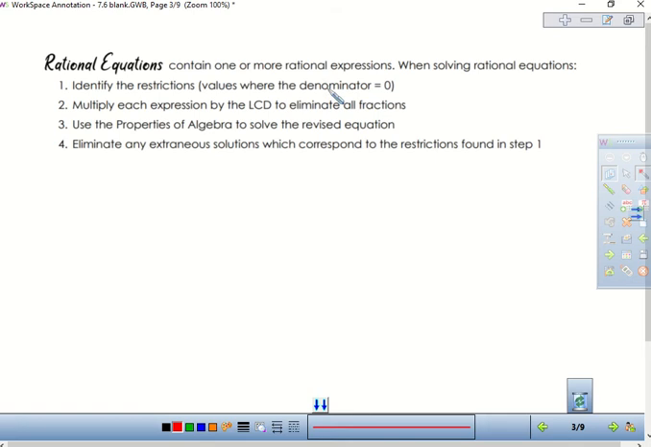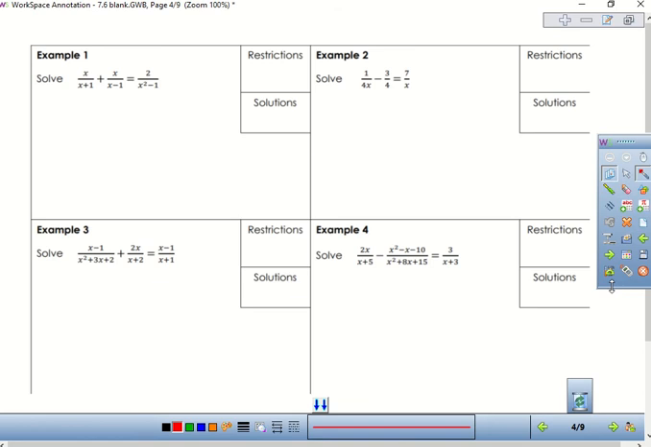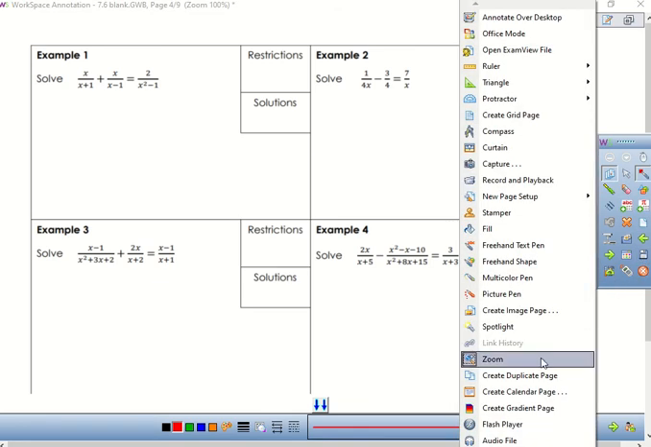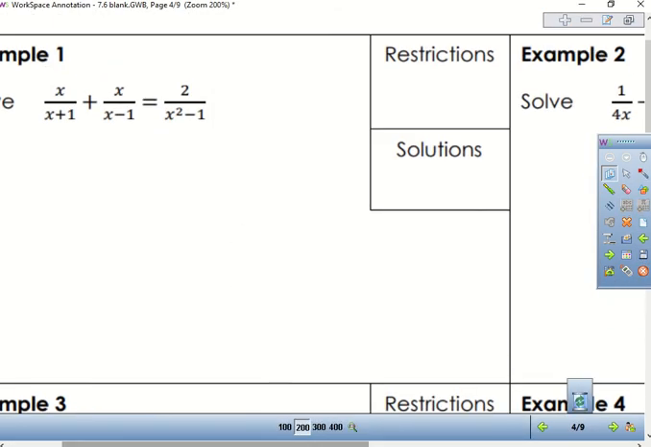Then identify values where the denominator is 0, multiply each expression by the LCD to eliminate all fractions, and then basically you're just solving an algebraic equation. And then you're going to eliminate any extraneous solutions which correspond to the restrictions found in step 1. So you'll see what I mean by all of that as we do our example.